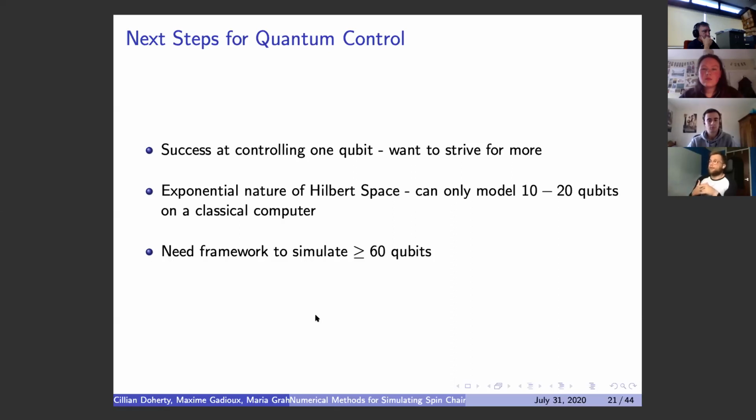But IBM's newest quantum computer has 53 qubits in it, and Google has recently released a prototype that has 40 or 54 qubits in it. So we would want to aim for a framework that can simulate more qubits than that. And that is what Cillian is going to talk about next. So I'm going to hand off to him.